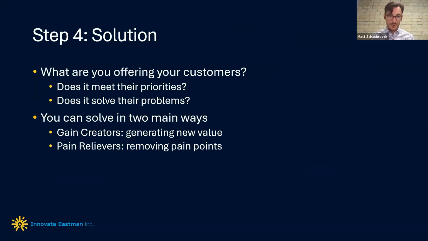we identified in step two. So we've said we know who our customers are. Here are the problems we think that they have. Here's why we're in a unique position to solve those problems. Well, what are we solving? What are we offering our customers? How does it solve those problems? And how is it meeting their priorities?